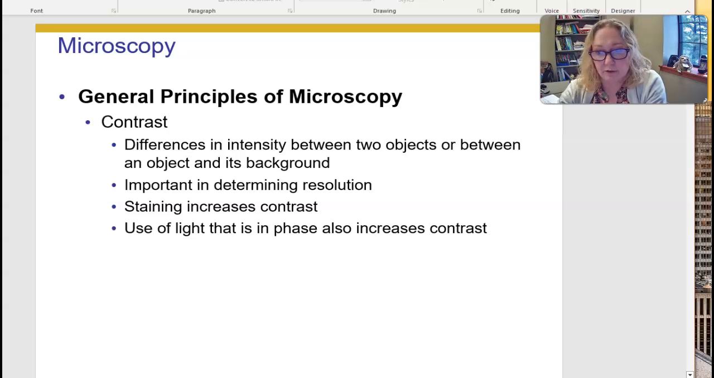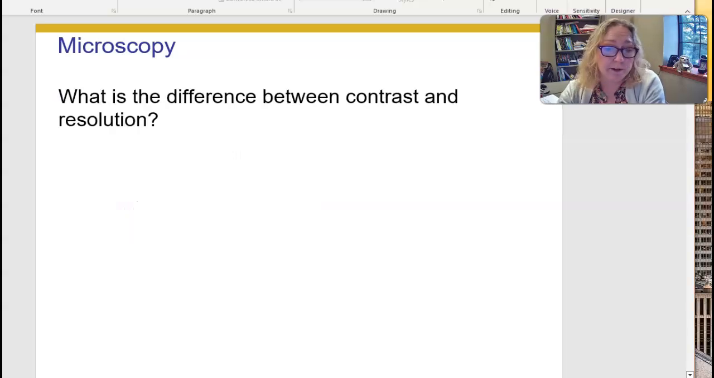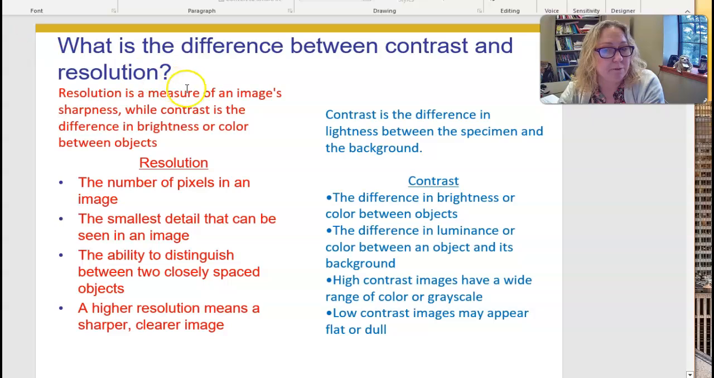Again, use of light increases this. What is the difference between contrast and resolution? Anyone? Pause it. See if you can figure it out. Resolution is the sharpness, number of pixels in an image, the smallest detail that can be seen in the image. Can you read the person's little print on their shirt?